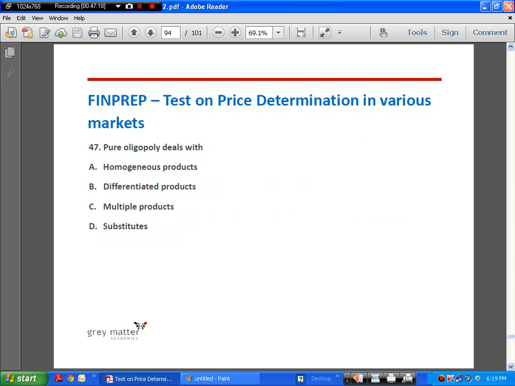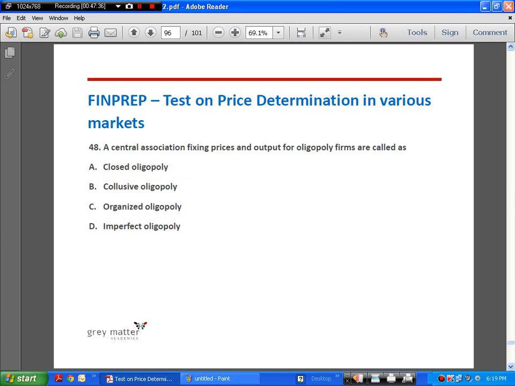47th question. Pure oligopoly deals with. So under pure oligopoly, you will find that all firms are producing identical homogeneous products. So option A, homogeneous products, is the right answer. 48th question. A central association fixing prices and output for oligopoly firms is called as. So here an association is formed wherein the firms are organizing themselves into a kind of association. Therefore, the right answer is organized oligopolies.